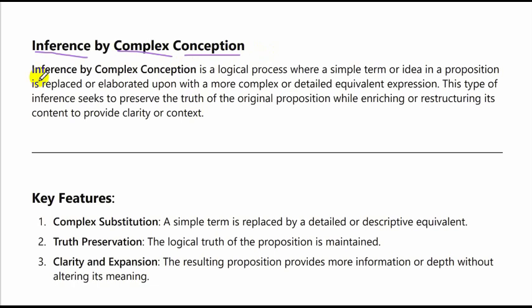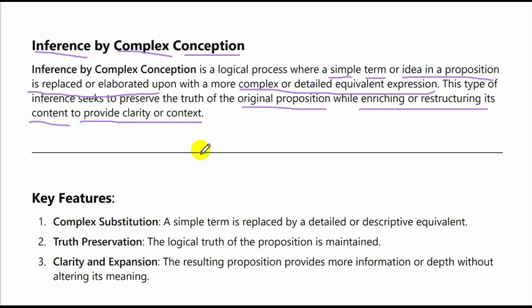What does it mean? Inference by complex conception is a logical process where a simple term or idea in a proposition is replaced or elaborated upon with a more complex or detailed equivalent expression. In other words, we expand a single term or idea into its more complex or more detailed version. This type of inference seeks to preserve the truth of the original proposition while enriching or restructuring its content to provide more clarity or context.